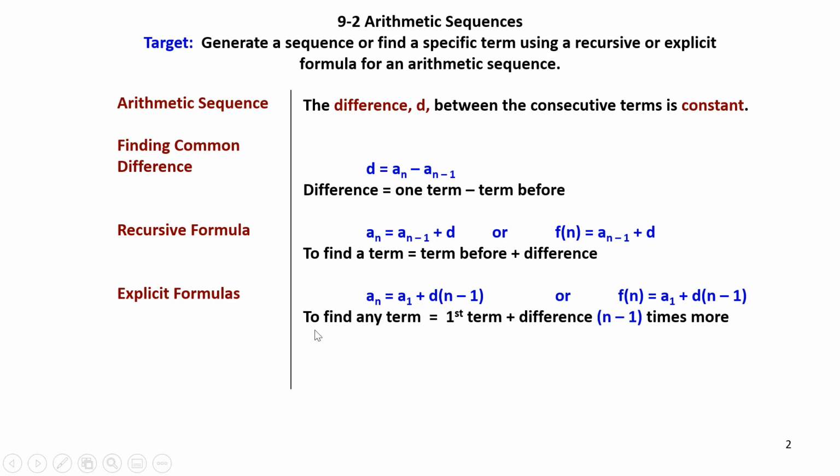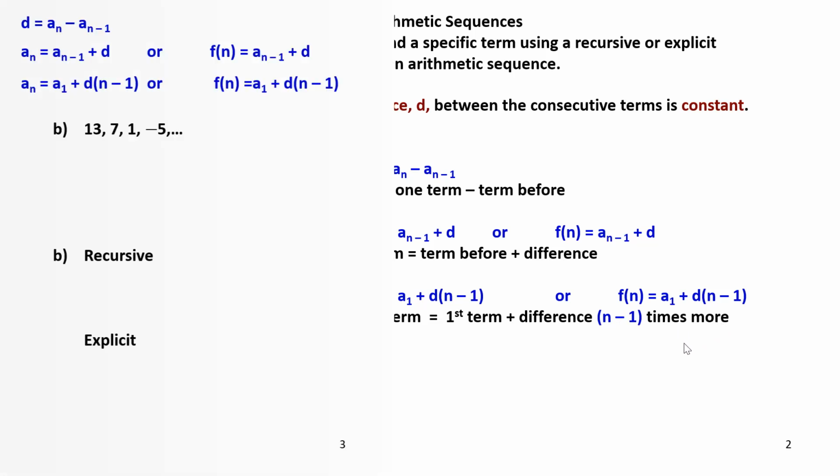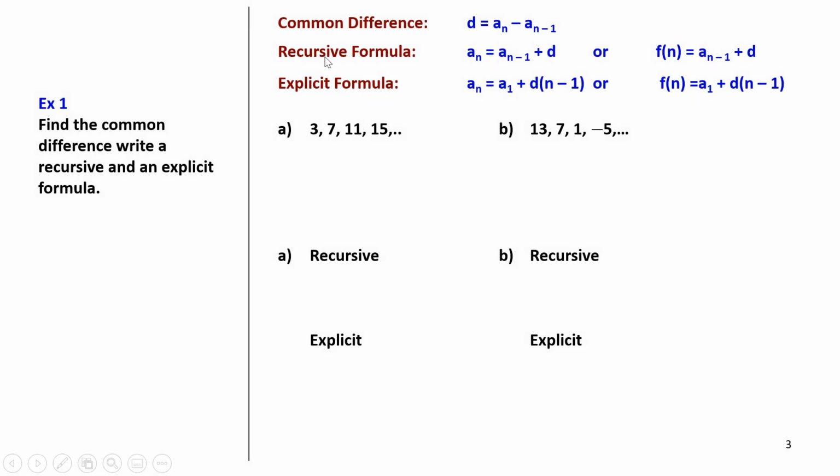Basically, in words, it says to find any term, that's a sub n, that's going to equal the first term plus the difference, n minus 1 times more. You'll see that when we go through our examples here. So we've got all of our formulas up here. Remember, there was a correction on this formula. It should say f of n minus 1.